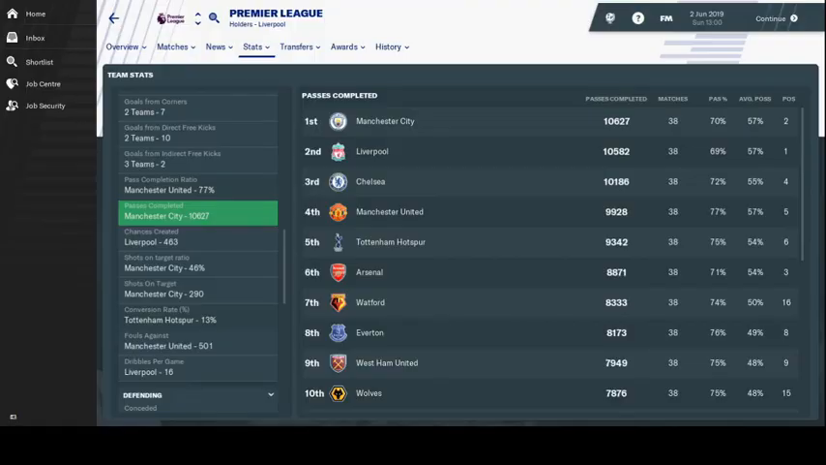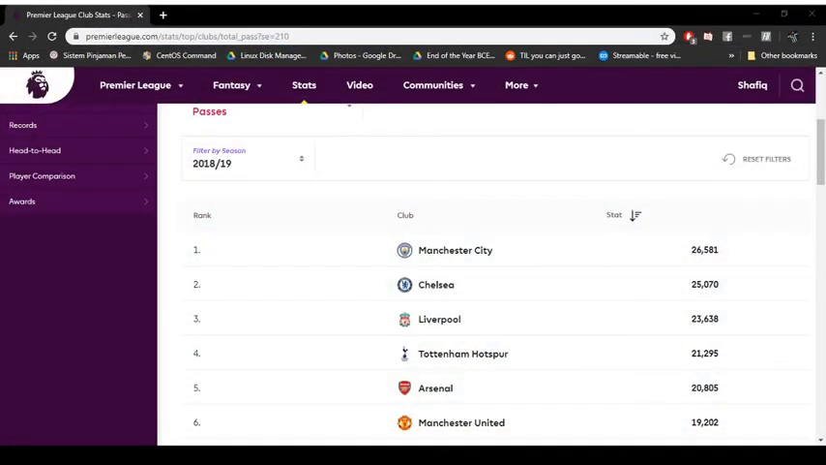The last stat that we would like to compare right now is the number of passes completed. In this table, we could see that Manchester City dominated with a passing completion of 70% with 10,627 passes completed throughout 38 matches, followed by Liverpool with 10,582 with a 69% completion rate. Chelsea followed in third with 10,186 with 72% completion, while Manchester United got 9,928 passes with a 77% completion rate. Now let's compare that stat with real life.